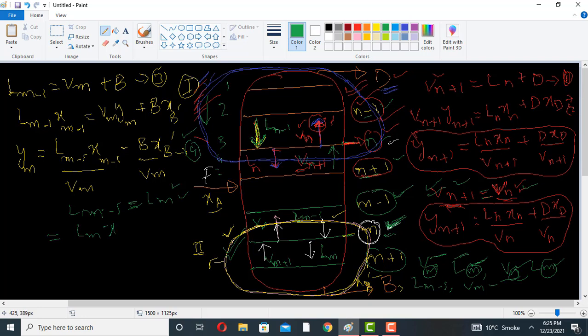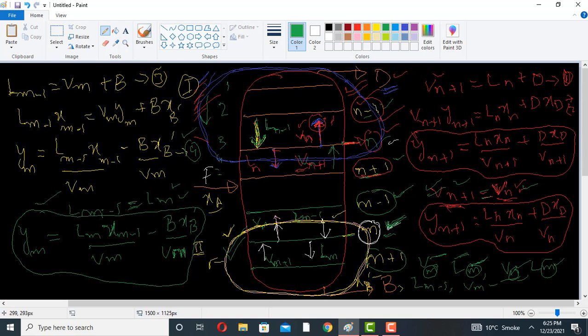So yn is equal to Ln divided by Vn into xn minus 1, minus B xb dash divided by Vn. This is the equation of the straight line for the stripping section of the distillation column. This earlier equation is the straight line equation for the rectifying section, and this equation is the straight line equation for the stripping section.